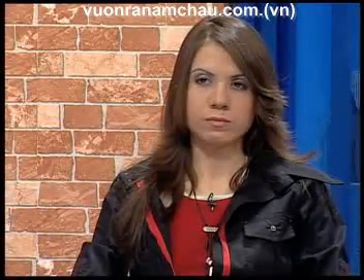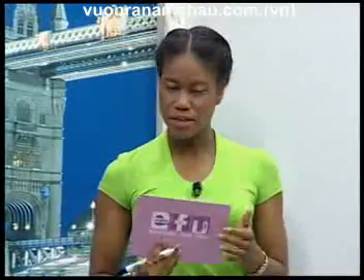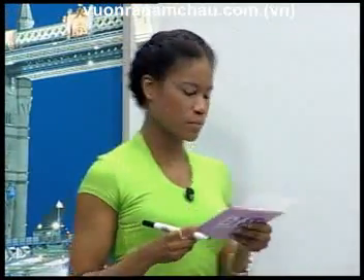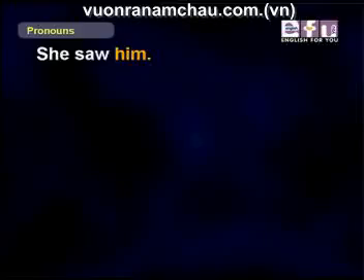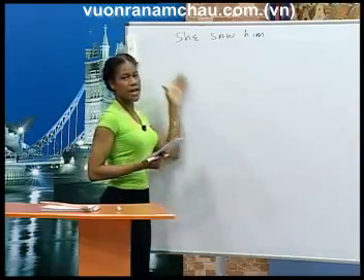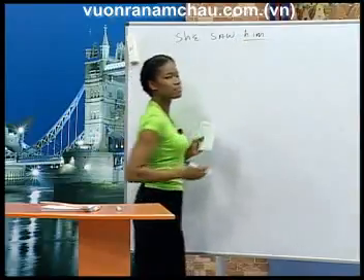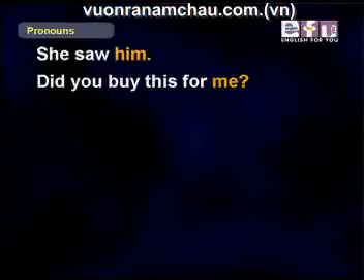So now we understand subject pronouns. Let's take a look at object pronouns. Object pronouns are the receiver of the action, of the verb. Let's look at some examples. She saw him. Now this time we want to look at the receiver of the action. That pronoun is him. She saw him.